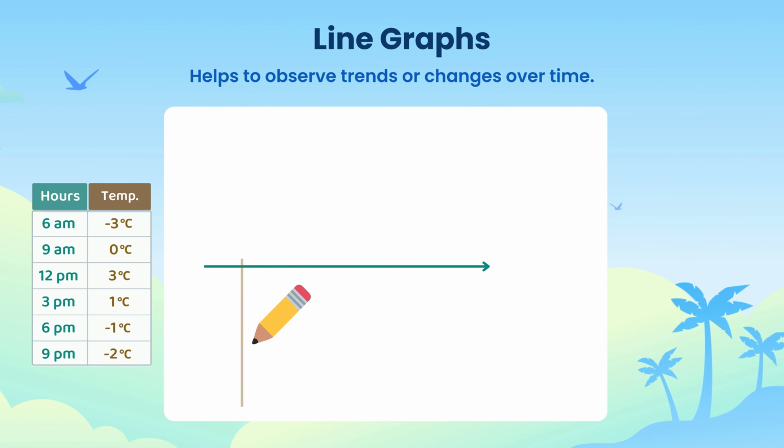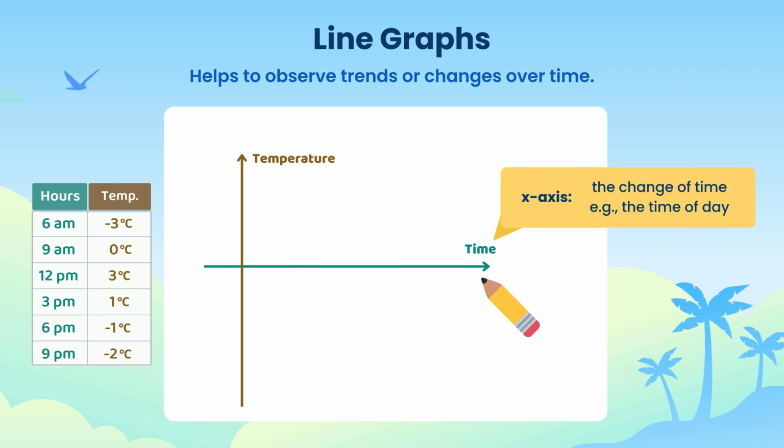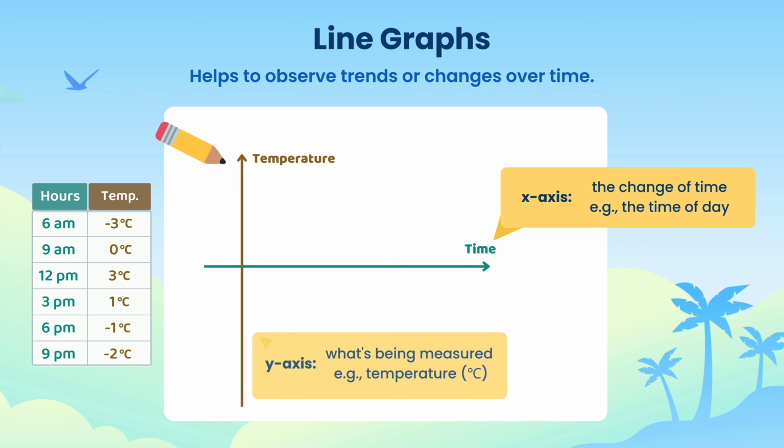First, draw the x-axis and y-axis and label them. The x-axis typically represents the change of time, here, the hours of the day. The y-axis represents what's being measured, here, the temperature in degrees Celsius.